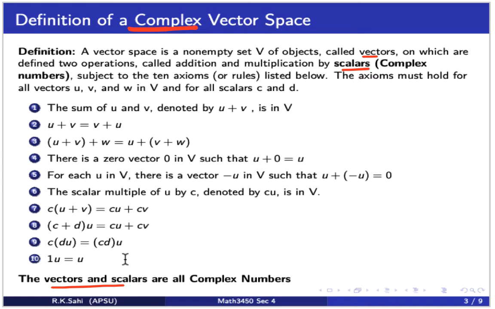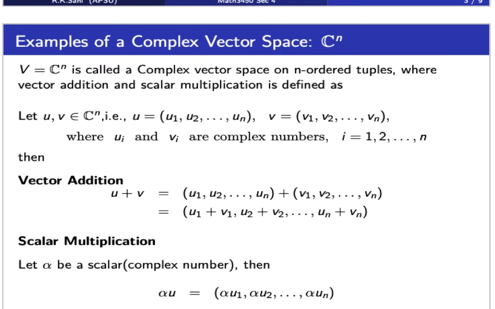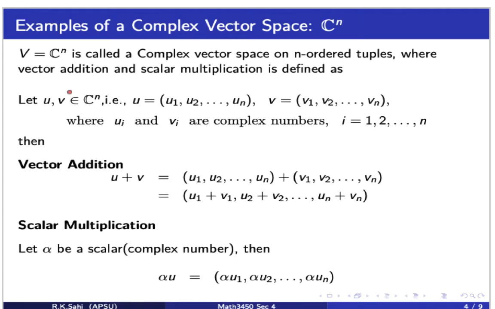We will be specifically looking at complex vector spaces of type C to the power n here. So V, C to the n, is called a complex vector space on n-ordered tuples, where the vector addition and scalar multiplication is defined as follows. If I take two vectors u, v in Cn, so u will be u1, u2 up to un, and v will be v1, v2, up to vn. Important fact is the ui's and the vi's are complex numbers. Then if I add these two vectors in Cn, u plus v, then basically I'm adding the components: u1 with v1, u2 with v2, and so on, and un with vn.